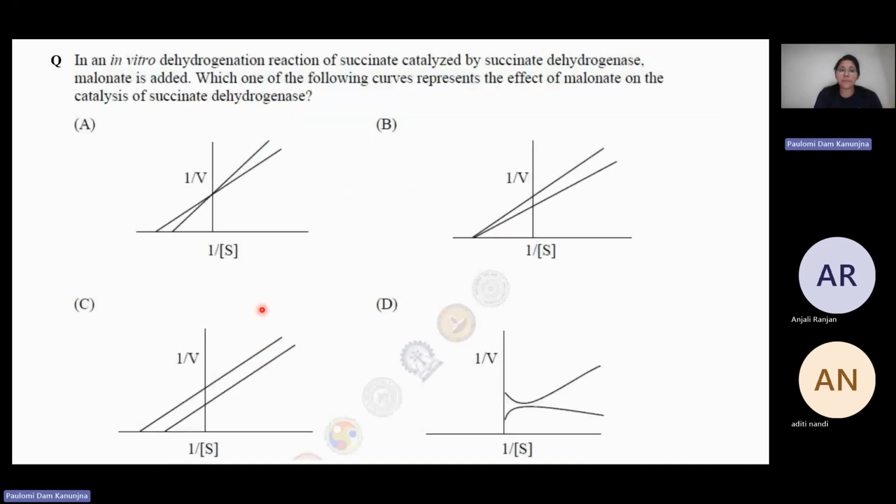Well done. Okay. Now, in an in vitro dehydrogenation reaction of succinate catalyzed by succinate dehydrogenase, malonate is added. Which one of the following curves represent the effect of malonate on the catalysis of succinate dehydrogenase? This is a very specific example of an inhibition. You give it an attempt, and then I will tell you which specific example this is in case you get it incorrect. So succinate dehydrogenase and malonate. This is a canonical example of the enzyme inhibition that we study. And which one do you think refers to the graph for that kind of inhibition?